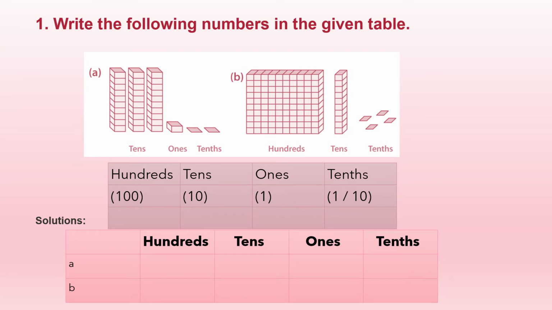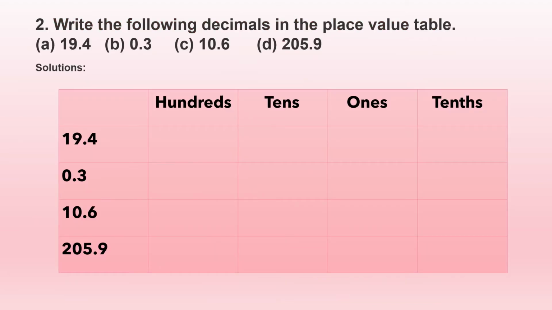So first one, 2 tenths are there, 1 ones, 3 tenths, there is no hundreds. In the second one, 4 tenths, there is no ones, so put 0. And tens 1, hundreds 1.